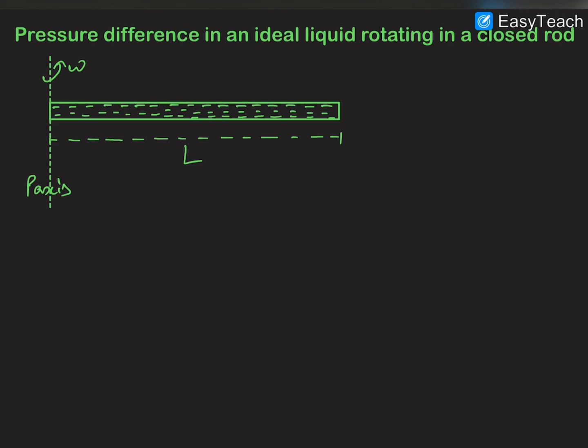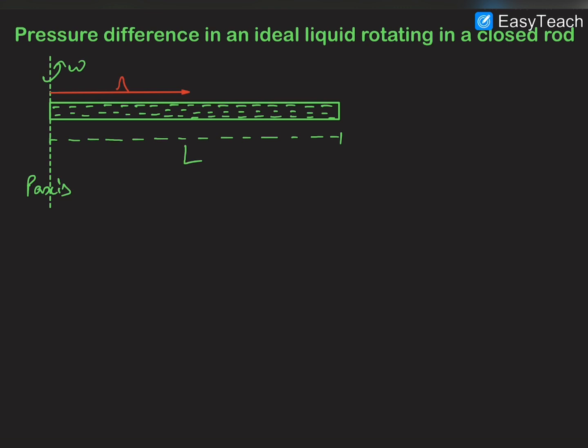It is mentioned in the situation that the pressure of the liquid on this axis is P axis, and we have to find out the pressure as a function of R, where R is some distance from the center. This is R. Okay, so first of all, let us see why pressure would be generated.